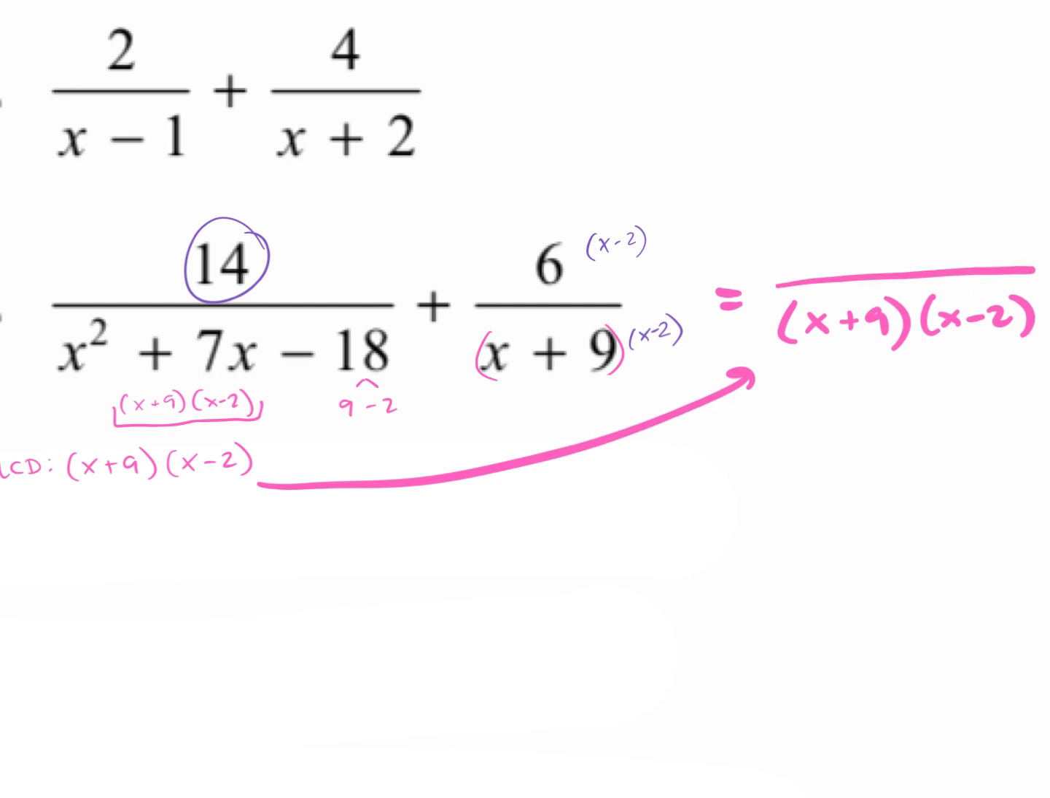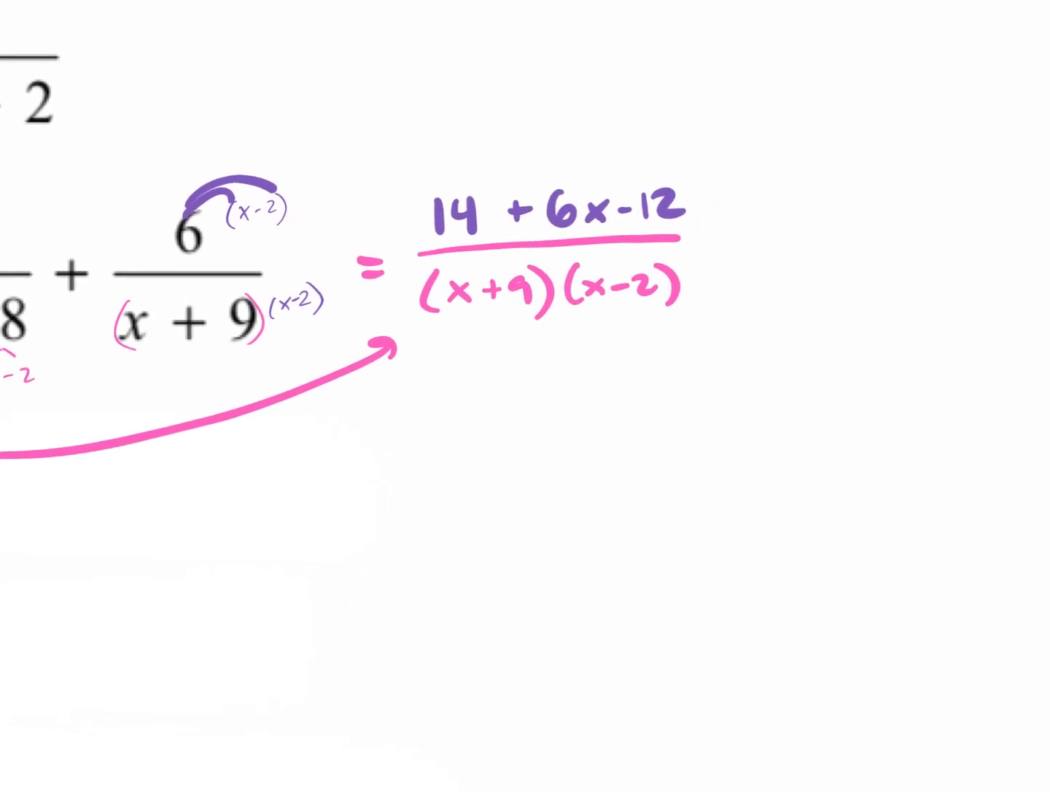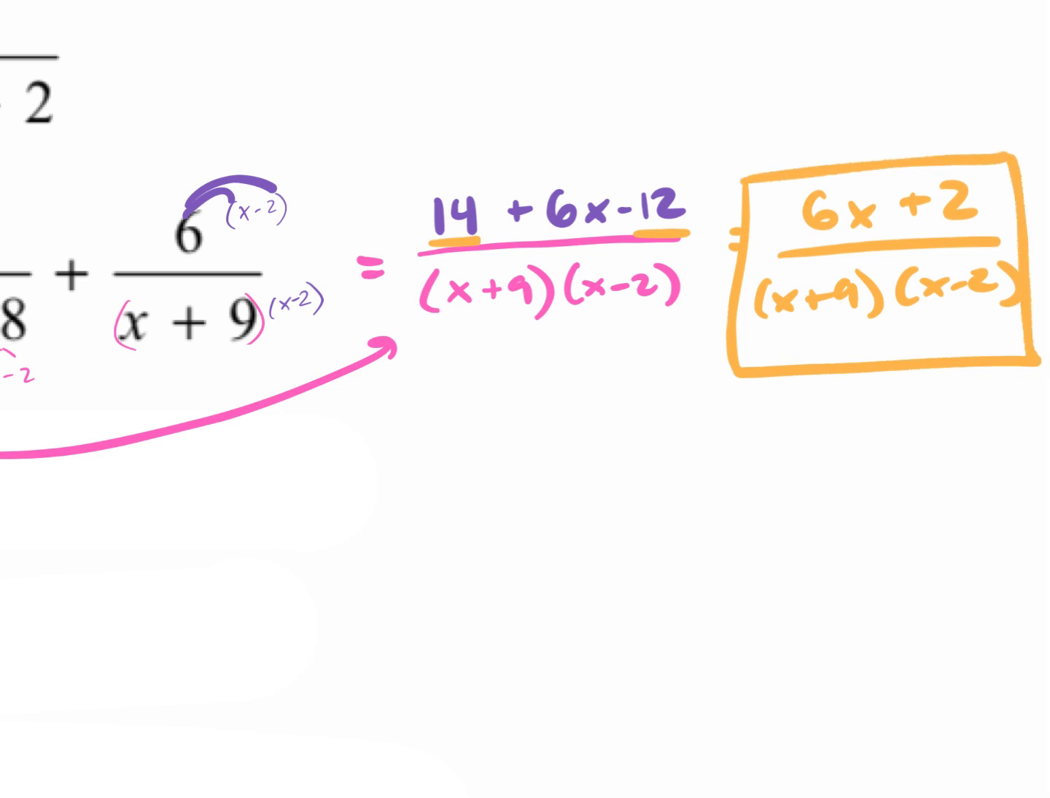On the top, we have 14 plus, what do I do with the 6 times x minus 2? Distribute the 6, so 6x minus 12. Am I done? Could I leave it like this? What would I have to do? Combine like terms. So I have 6x plus 2 over x plus 9 times x minus 2. So that would be our answer.